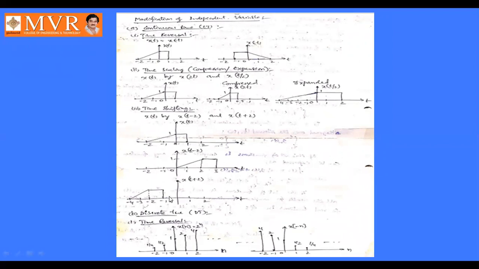This is the modification of independent variables for continuous time signals. Coming to the discrete time signals, same properties. Time reversal. So this is the given discrete time signal x of n equal to 2 power n. Time reversal means it is a mirror image of this one. So the mirror image is like this, x of minus n equal to 2 power minus n. You will get the sketch like this.